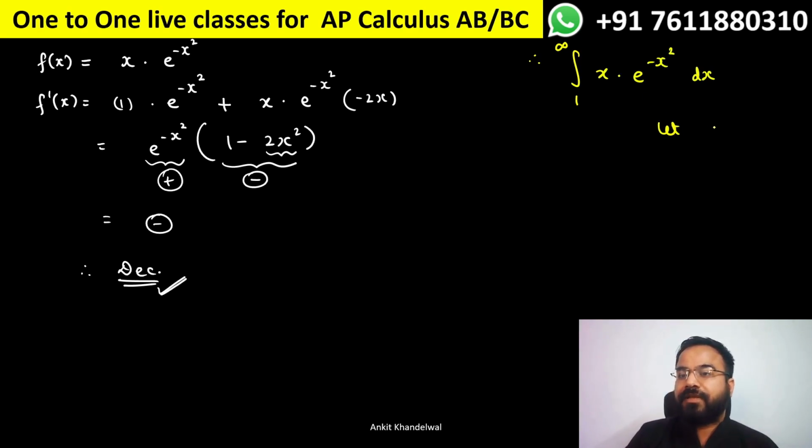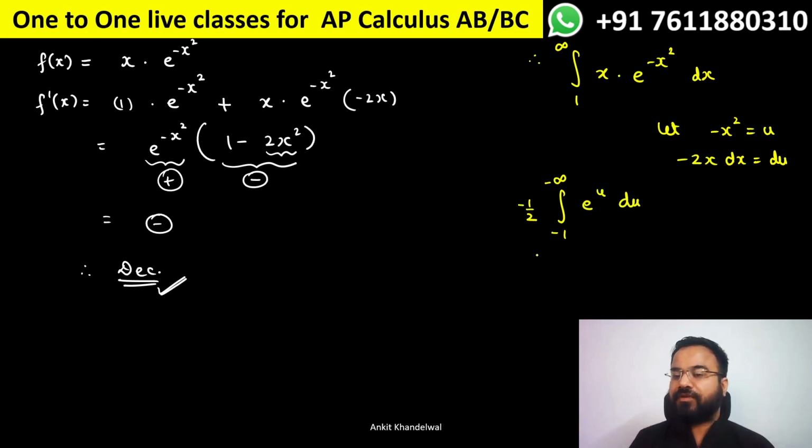So let us do one thing. Let's take minus x square as u. So minus 2x dx is equal to du. We have to change the limits also. If the lower limit is 1, u will become minus 1. Upper limit is infinity, so it will be minus infinity square. Infinity square is only infinity, so minus infinity. And the function will change like this: x times dx will become minus 1 by 2 du, and it is e to the power of u. This is the integral we have to solve.